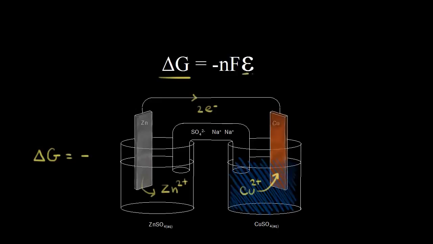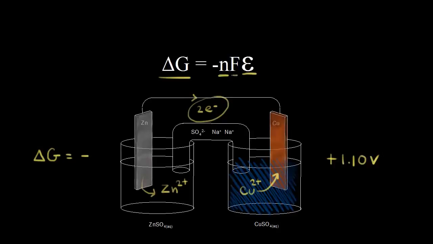E over here represents our cell potential or our cell voltage, and this is easy to measure. Just hook up a voltmeter, and for this cell, the cell potential is positive 1.10 volts. So very easy to measure the voltage associated with a voltaic cell. Next, the N represents the moles of electrons that are transferred in the redox reaction. In this example, 2 moles of electrons are transferred in our redox reaction.